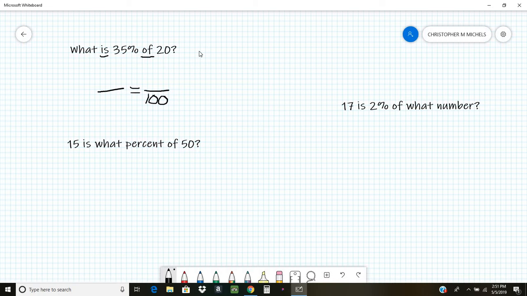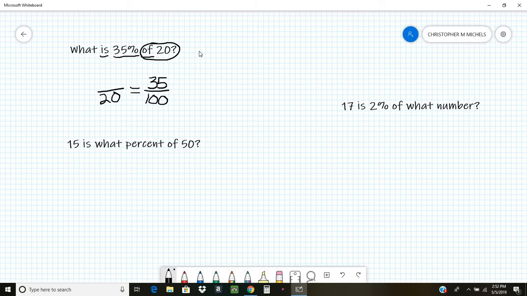So with this part, when I'm trying to solve this, I should automatically know where the 35 goes. 35 will go over the 100. Okay, the 20, they said of 20. So that's telling us it's our base. So we put the 20 down here. And then we're looking for, they said what is, so we're looking for a part of 20.